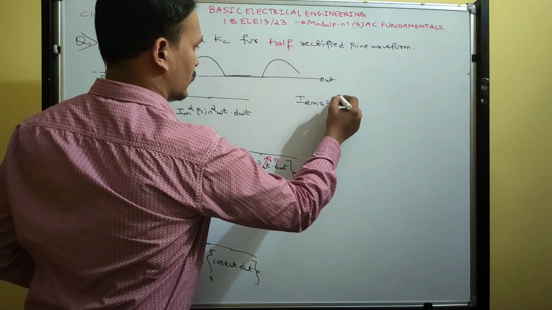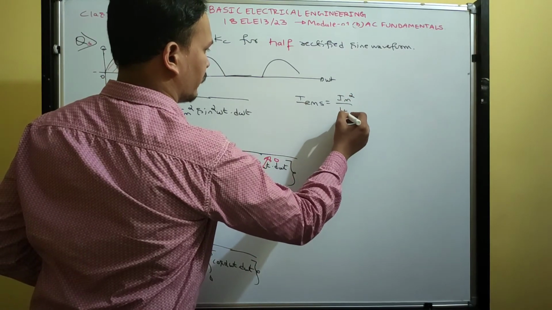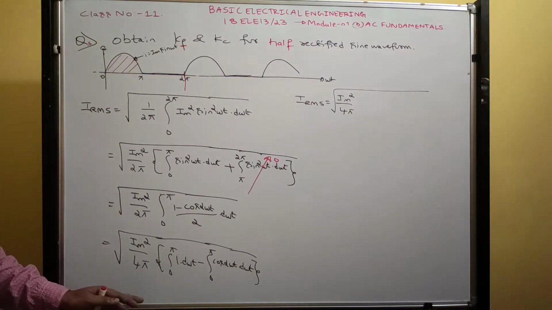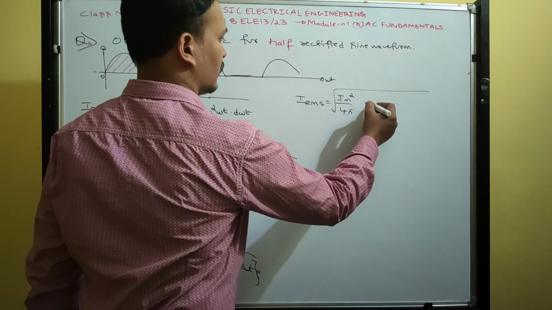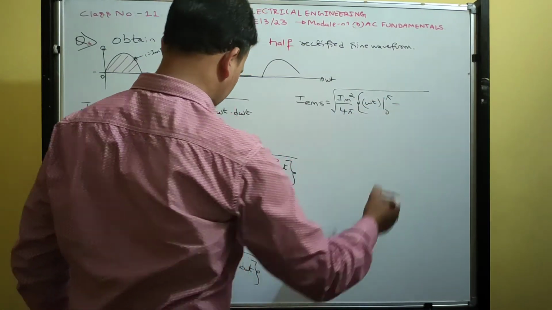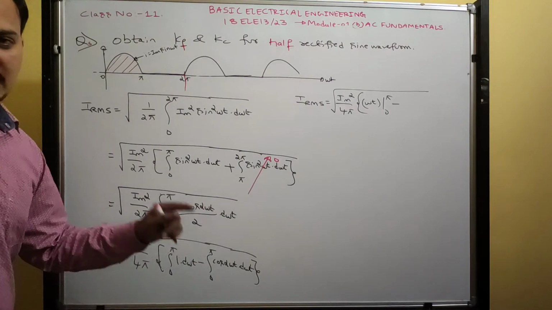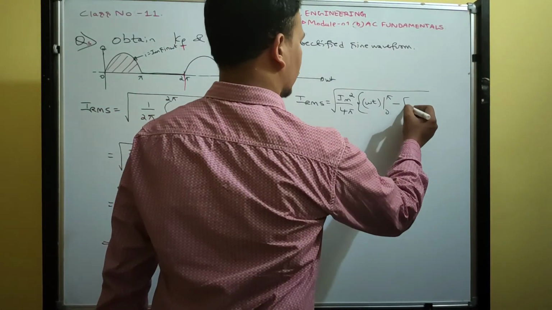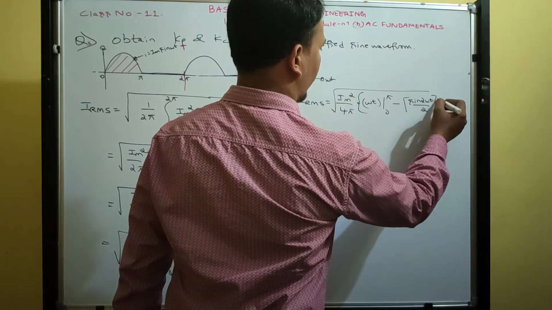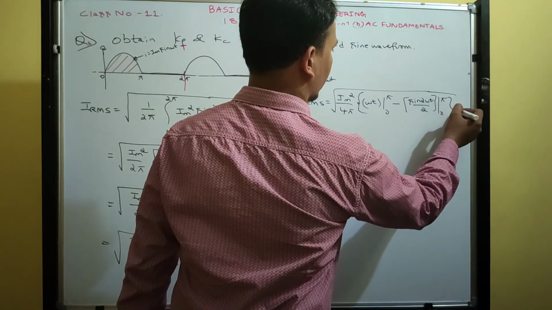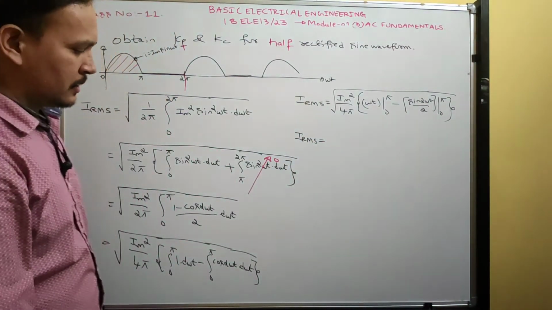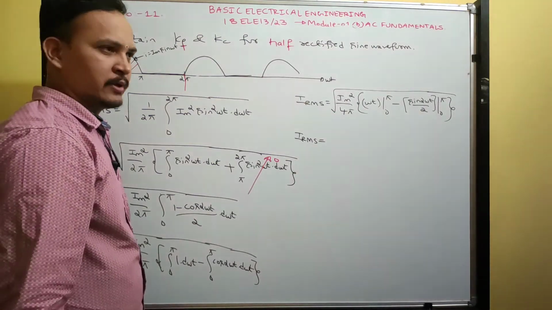IRMS is equal to Im square divided by 4 pi whole square root, 1 into d omega t. Cancel. What is left? Omega t. Apply the limits 0 to pi. Then minus. What is integration of cos 2 omega t? Very good. Sine 2 omega t divided by 2. Apply the limits 0 to pi. So very good. I hope you people are enjoying and understanding what I am explaining.